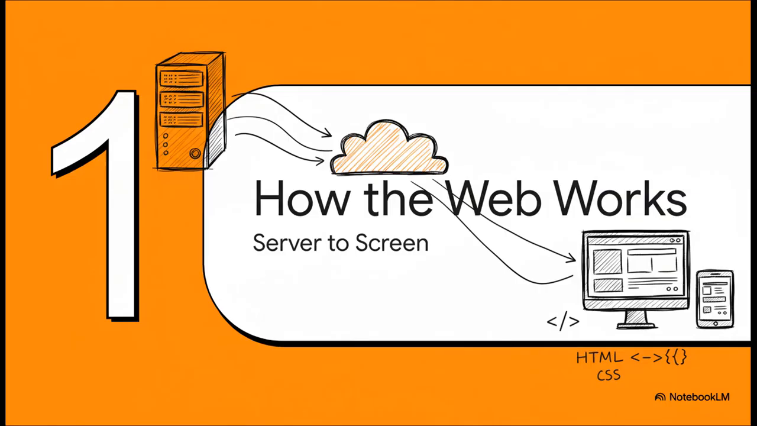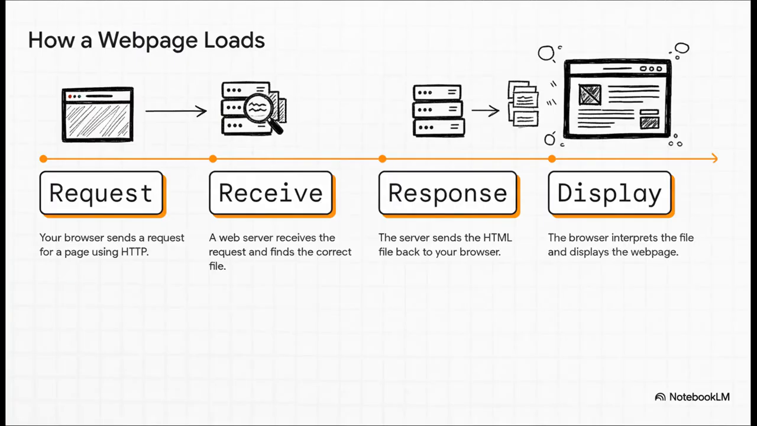All right, so before we can even think about writing a single line of code, we got to understand the world it lives in. How does a web page get from some random computer out there through the internet and onto your screen? Think of it like a really quick four-step conversation. First, your browser sends out a request. It's basically asking, hey, can I see this page?